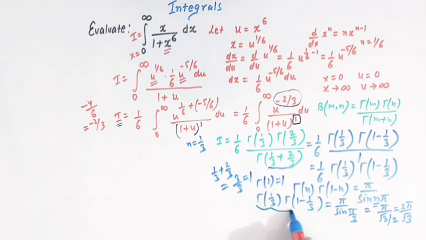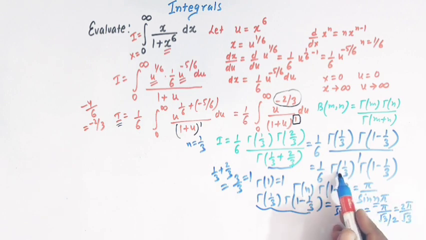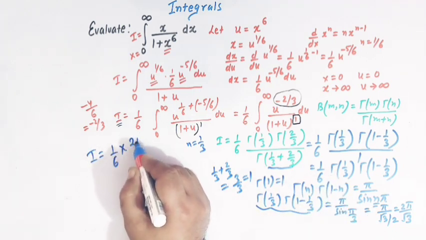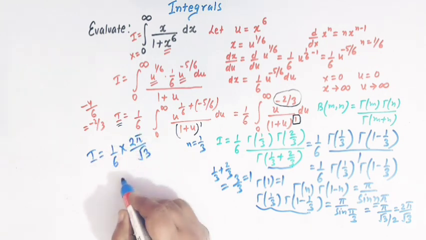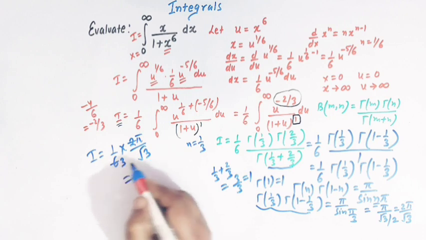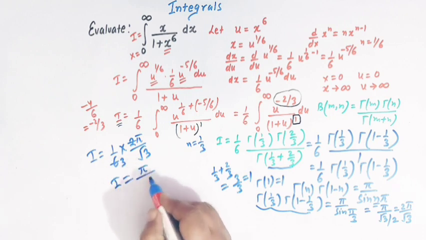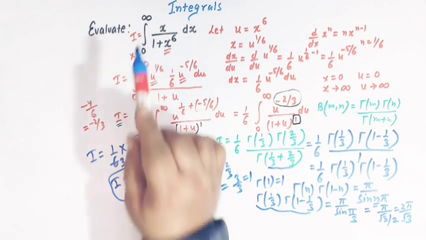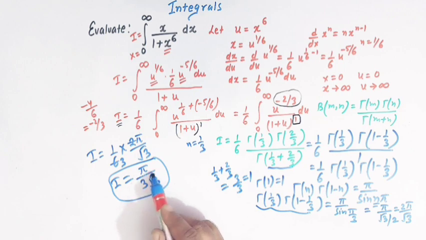So the value of this expression is 2 pi by 3, right? So we'll transfer this value to this relation. So I is equal to 1 by 6 times 2 pi over square root of 3. So here we have 2 3s are 6. So I is equal to pi over 3 root 3. So viewers, the value of this integral is given by pi divided by 3 times square root of 3. So by the application of beta gamma functions, we can solve these kind of integrals.